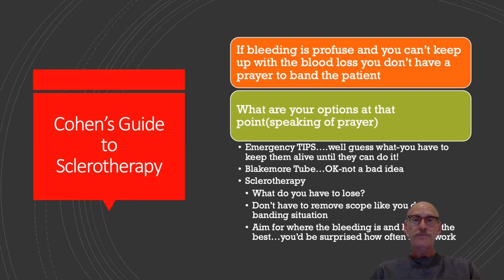What about a Blakemore tube? Okay, not a bad idea. It's usually effective in stopping the bleeding, although it's obviously a temporary measure. And then what about sclerotherapy? Well, I look at it like this. When you're in that situation, what do you have to lose? You don't have to remove the scope to put the equipment in like you would with a bander. So you basically aim for where the bleeding is and hope for the best. And you'll be surprised at how often you can actually stop the bleeding with sclerotherapy when you're in a fairly desperate situation.